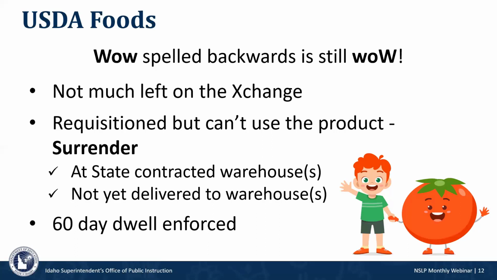So we have diced tomatoes, shredded cheddar cheese, egg patties, eggs, garbanzo beans, green beans, mozzarella cheese, oats, peanut butter, peas, and vegetable oil. Please make sure that when you go to the exchange, if you're looking for product, check all the various tabs. There are a few items still left on the bonus tab, meaning you would receive those without any impact to entitlement. Those products are carryover items from the previous school year.